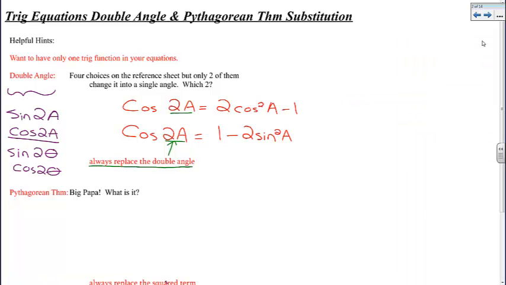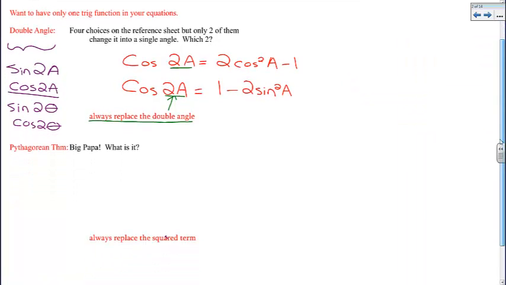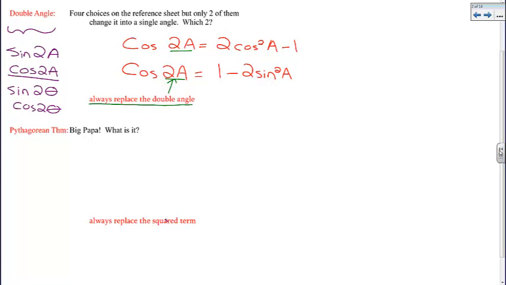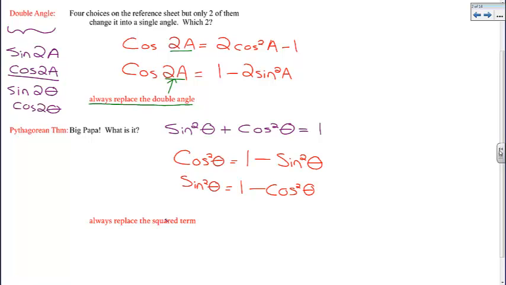The Pythagorean substitution involves our big papa equation, that is to say, sine squared theta plus cosine squared theta equals 1. As we saw in previous days, the consequences of this equation allow us to write a sine squared function in terms of cosine squared and vice versa, as shown. As such, we can use these consequences to substitute in when we need to simplify or factor an equation that has multiple terms. In these problems, you should always look to substitute for the squared term.